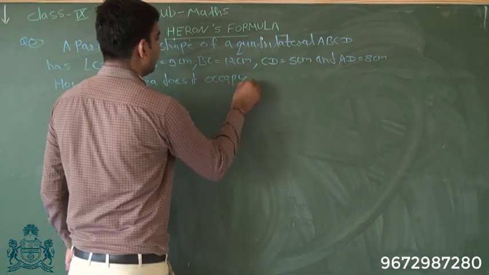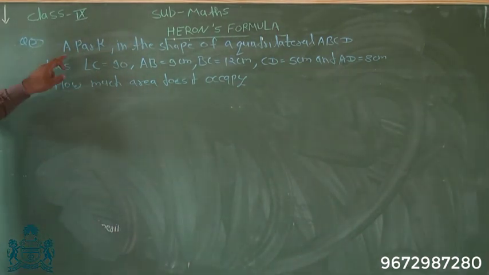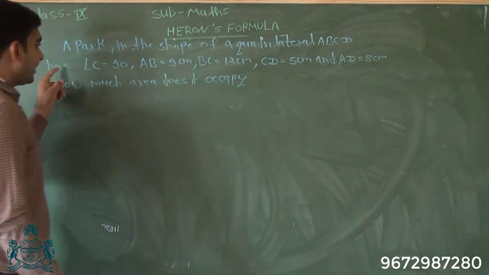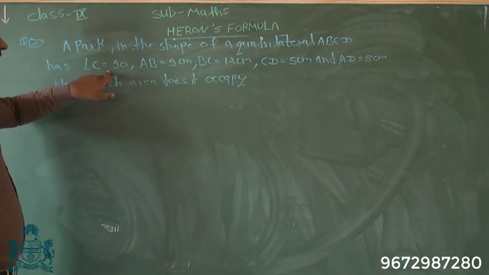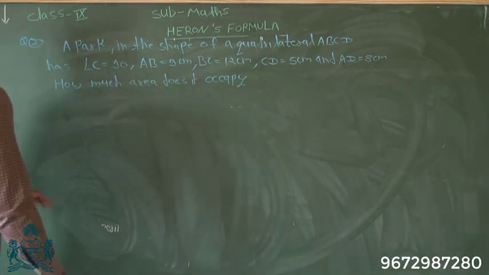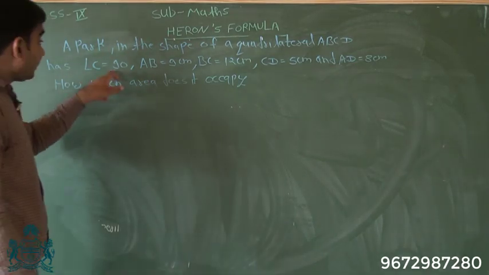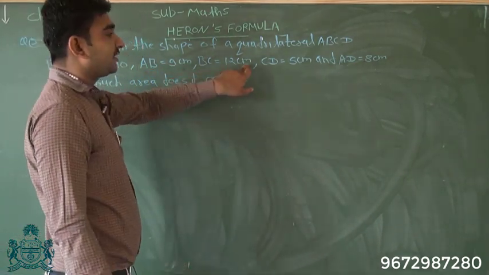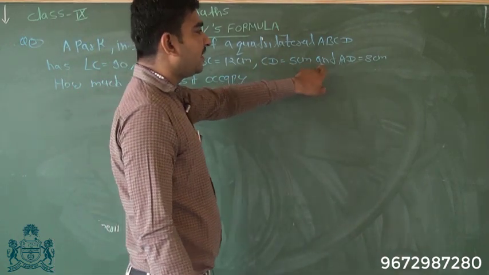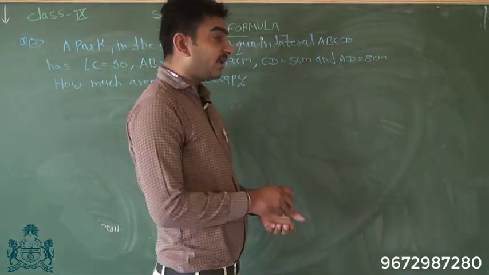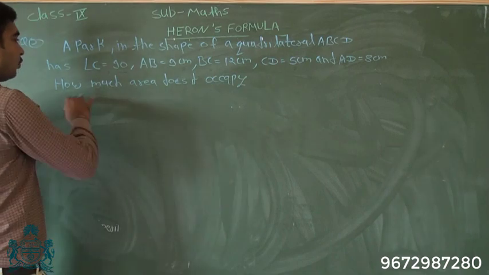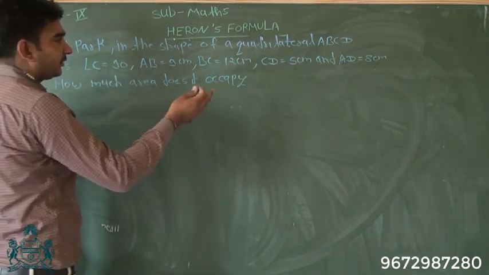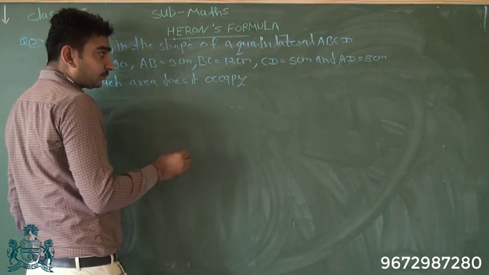Okay, ये third question. A park in the shape of a quadrilateral ABCD has angle C equal to 90, AB equal to 9 centimeter, BC equal to 12 centimeter, CD equal to 5 centimeter and AD equal to 8 centimeter. Then how much area does it occupy? Find the area of quadrilateral ABCD.